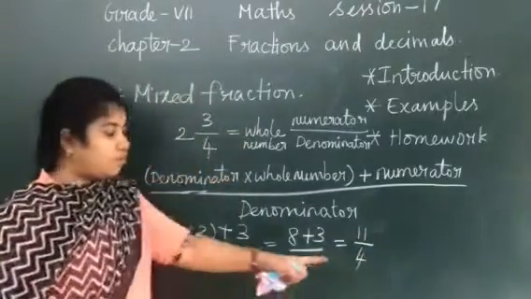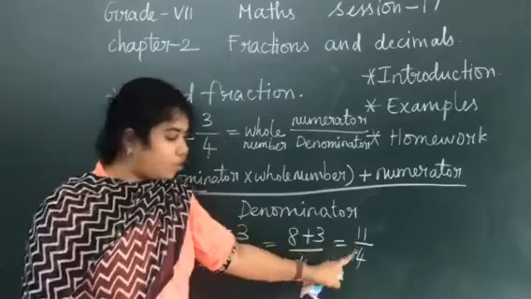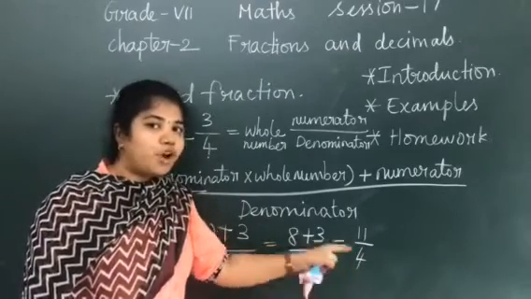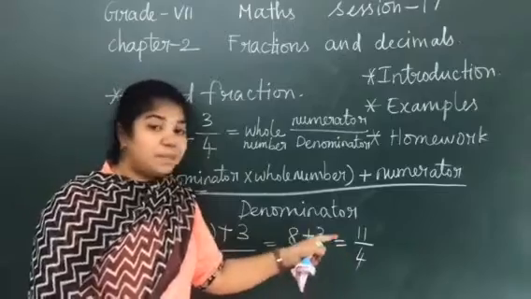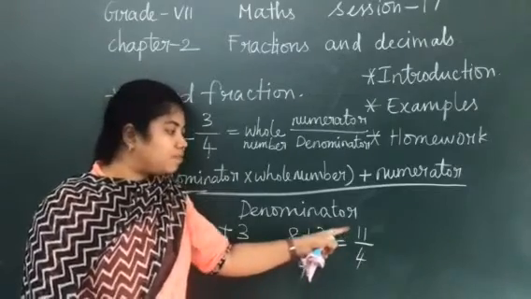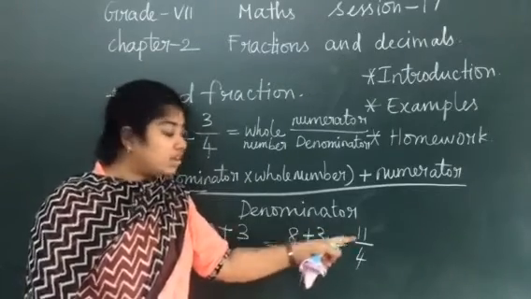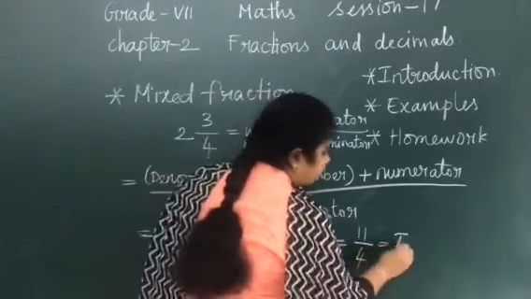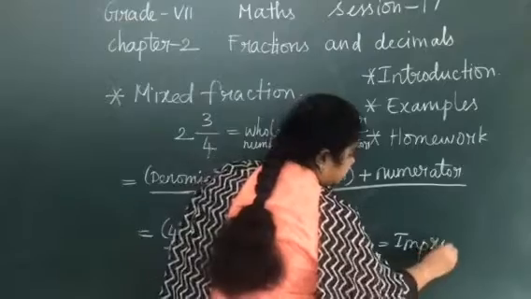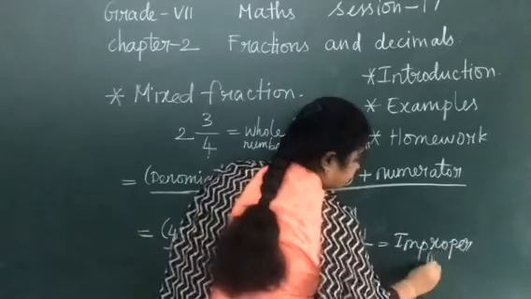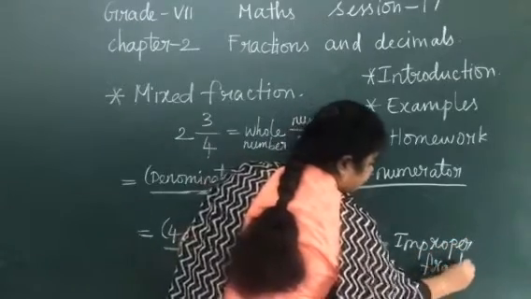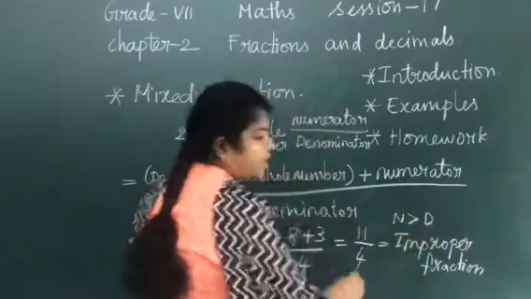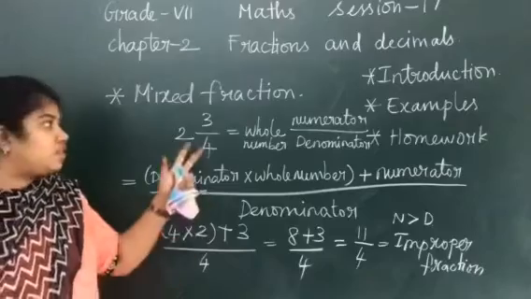Now listen, what is in the numerator? It is 11. What is in the denominator? It is 4. Now tell me whether it is a proper or improper fraction. It is an improper fraction because my numerator is greater than the denominator. Therefore, it is an improper fraction. Because my numerator is greater than the denominator. Can you understand? This is the third fraction.